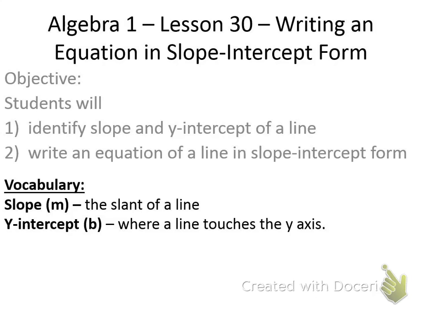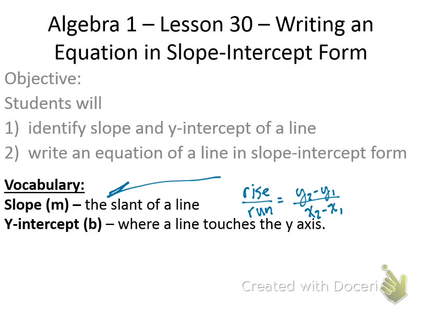A couple of things to notice is this thing called slope. We learned that last week. Slope is the slant of a line, and we know this is like saying rise over run. Or another way to look at it is y2 minus y1 over x2 minus x1. Remember this from last week, yes? Okay. Then the y-intercept.